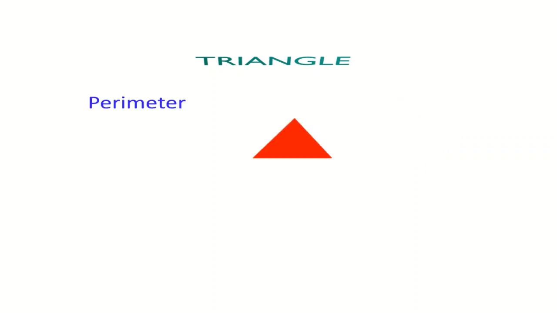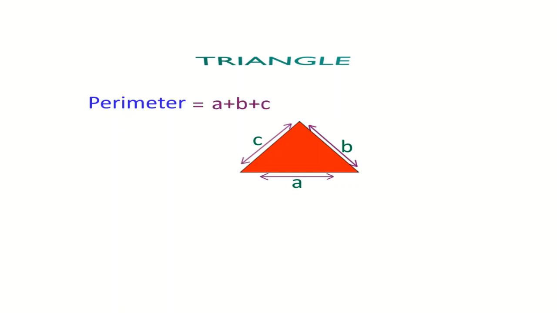Now we are going to find the perimeter of a triangle. The perimeter of a triangle is the total length of the 3 sides. Let the length of each side be A, B and C. Perimeter is A plus B plus C. Next we can look at how to find the area of a triangle.